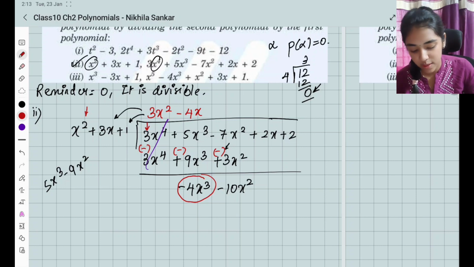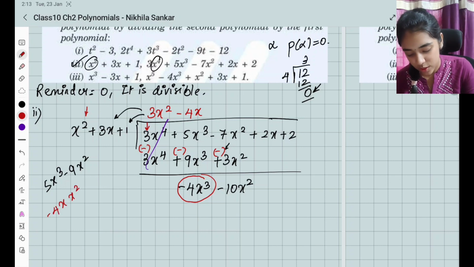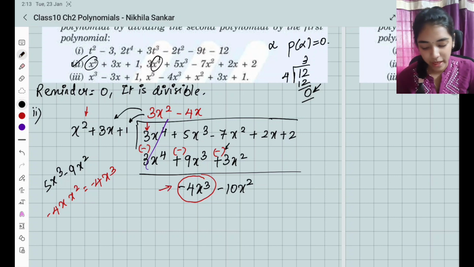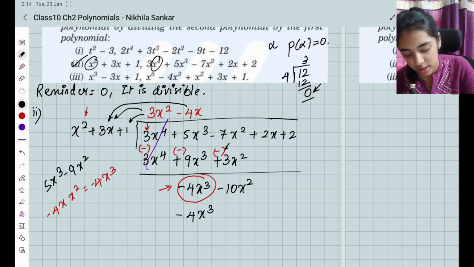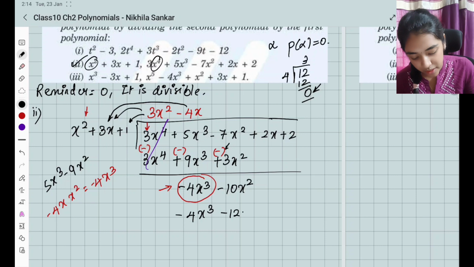Minus 4x into x square is going to give me minus 4x cube, which is what is needed here. Understood? So x square into minus 4x is going to be minus 4x cube. Next, we have minus 4x into 3x, so we have minus 12x square. Then the last term, minus 4x into 1, is going to be minus 4x.